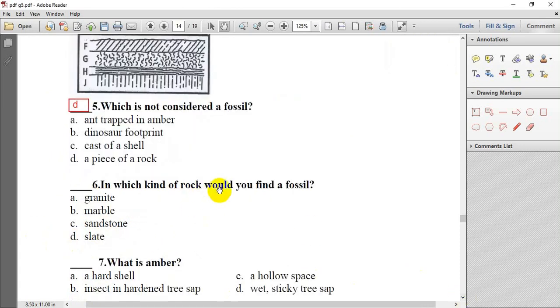In which kind of rock would you find a fossil? Granite, and we know that granite is a kind of igneous rock. Marble is a metamorphic rock. Sandstone is a sedimentary rock.